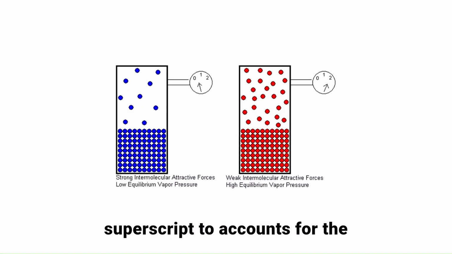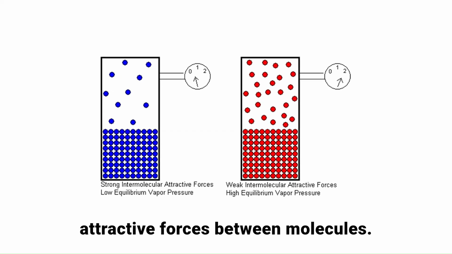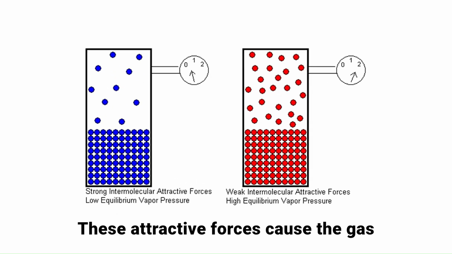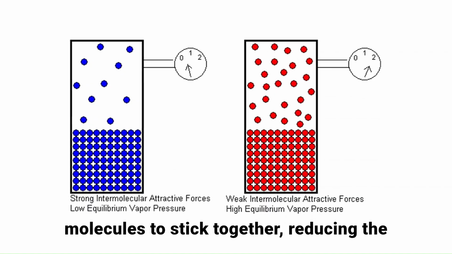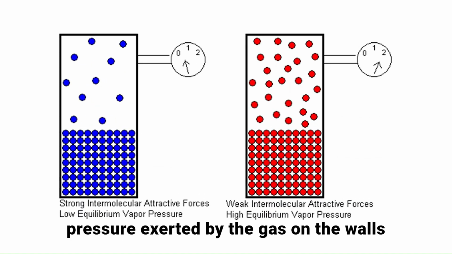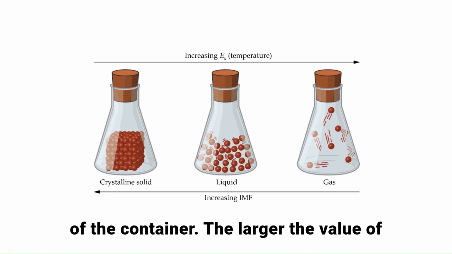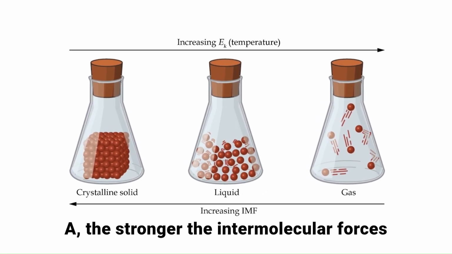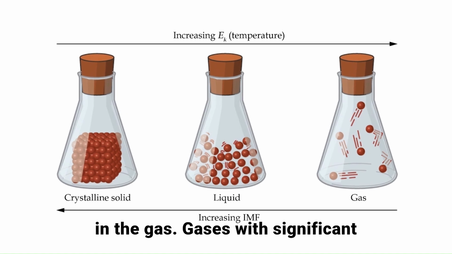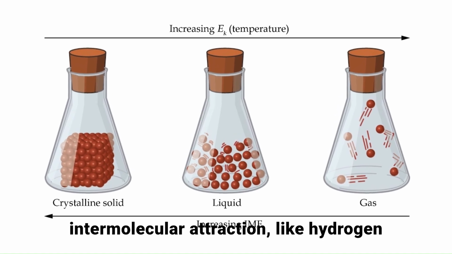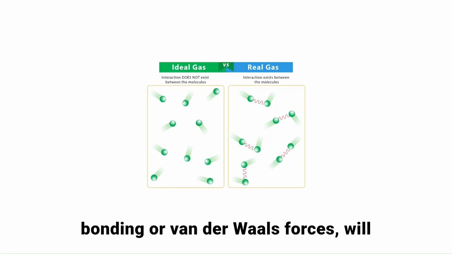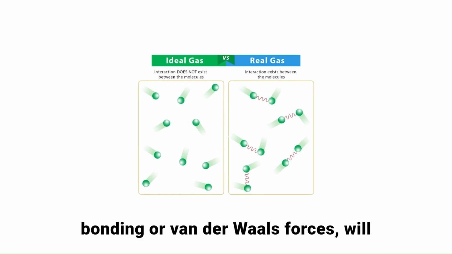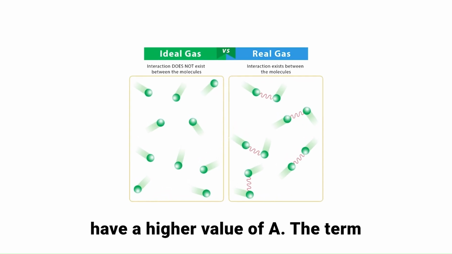The term a/V² accounts for the attractive forces between molecules. These attractive forces cause the gas molecules to stick together, reducing the pressure exerted by the gas on the walls of the container. The larger the value of a, the stronger the intermolecular forces in the gas. Gases with significant intermolecular attraction, like hydrogen bonding or van der Waals forces, will have a higher value of a.